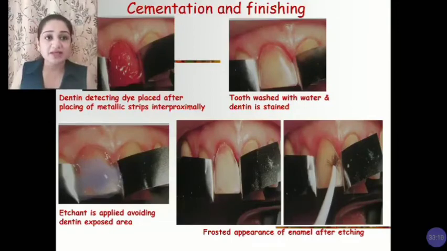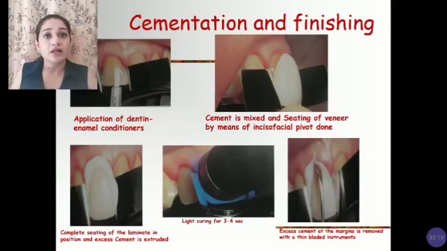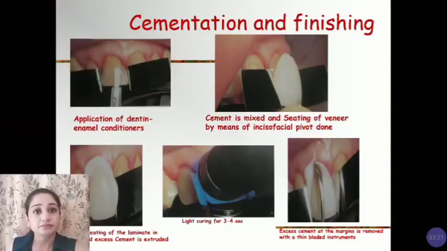Once the etchant is placed, we remove the etchant. The frosted appearance of enamel is visible here in the photo after the etching. Then application of dentin or enamel conditioner or bonding agent is done, just like we do for composite resins. Then cement is mixed and it is placed into the intaglio surface of the laminate veneer, and then the laminate veneer is placed or seated onto its place.